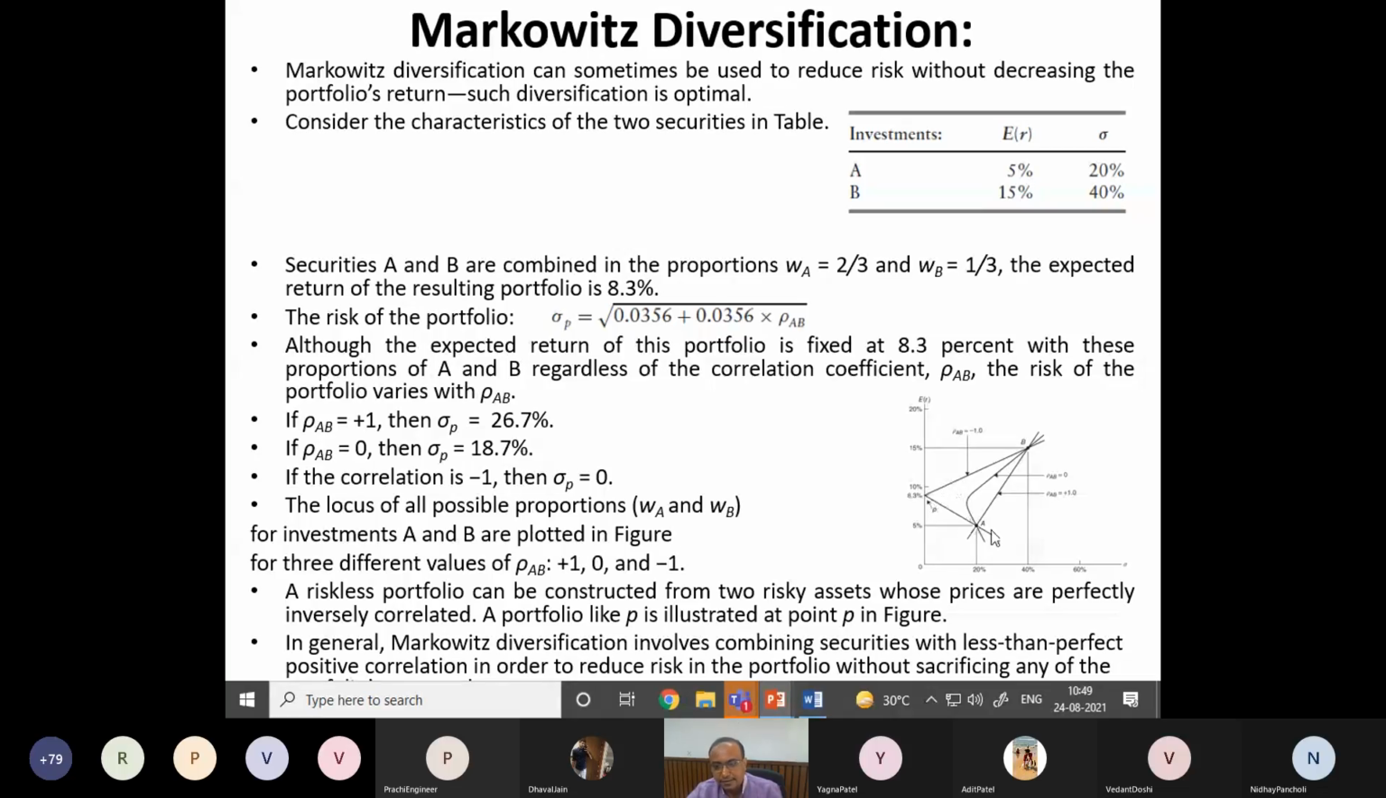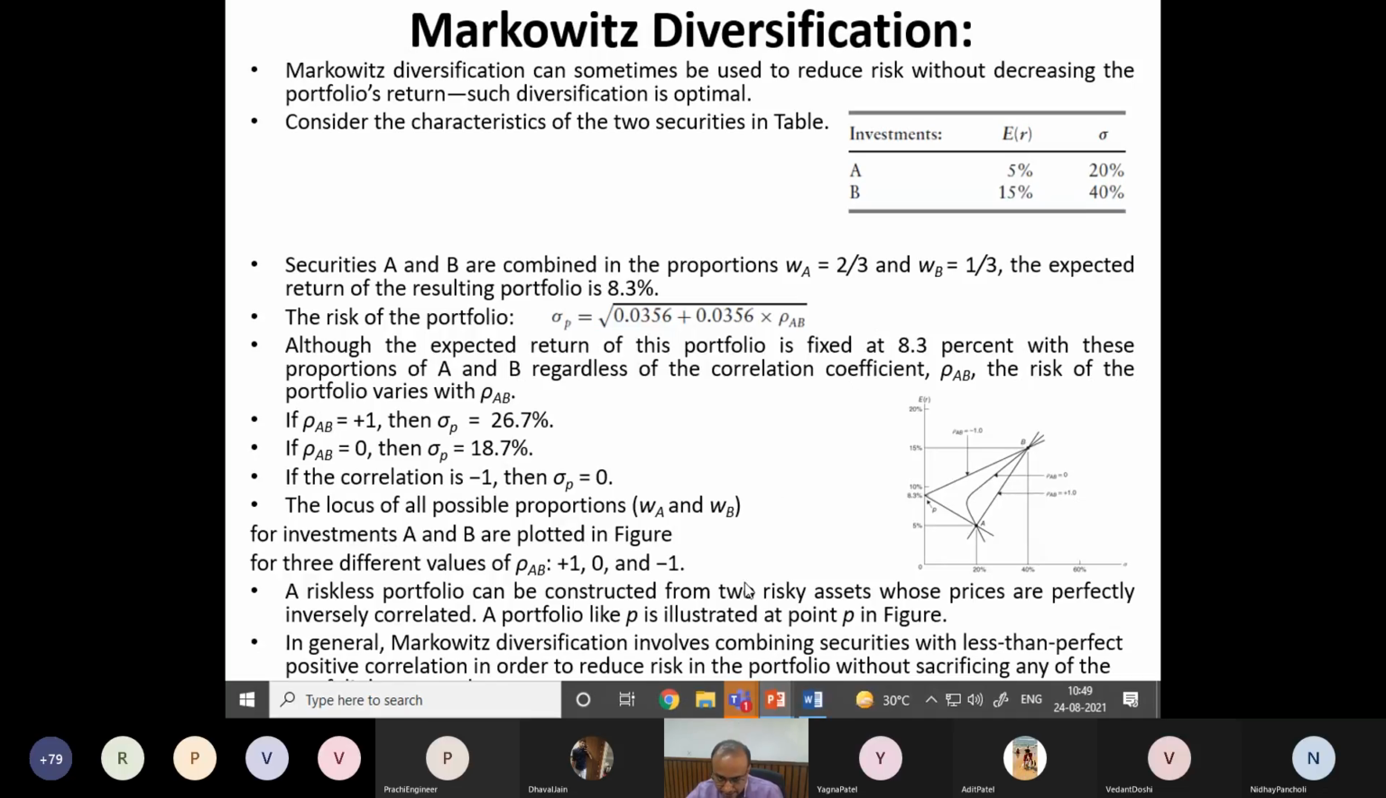So we have to search for such things, and that's what the analyst has to do, right? We have to find the two securities here with these weights that are perfectly negatively correlated. Then I reduce the portfolio risk to 0%, even though the individual risks are 20% and 40%, right?